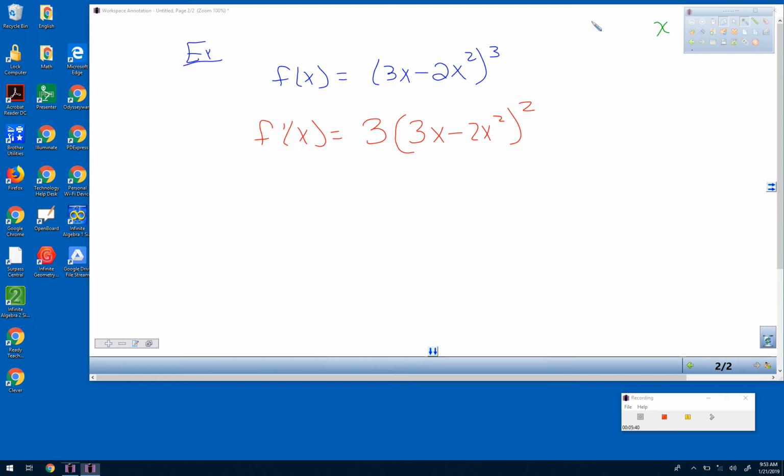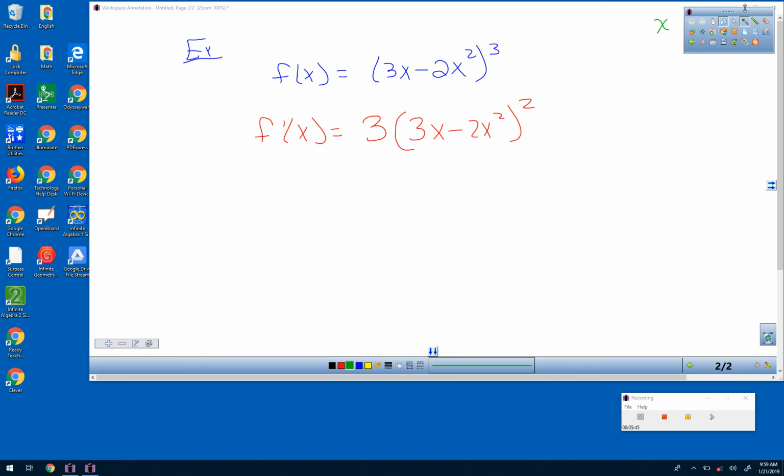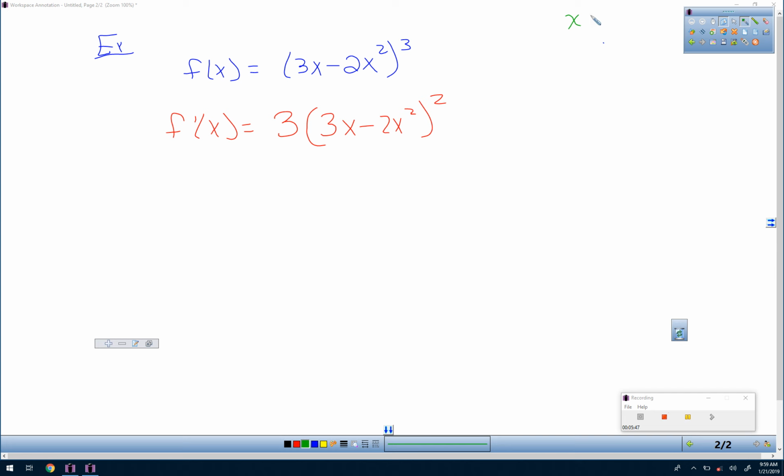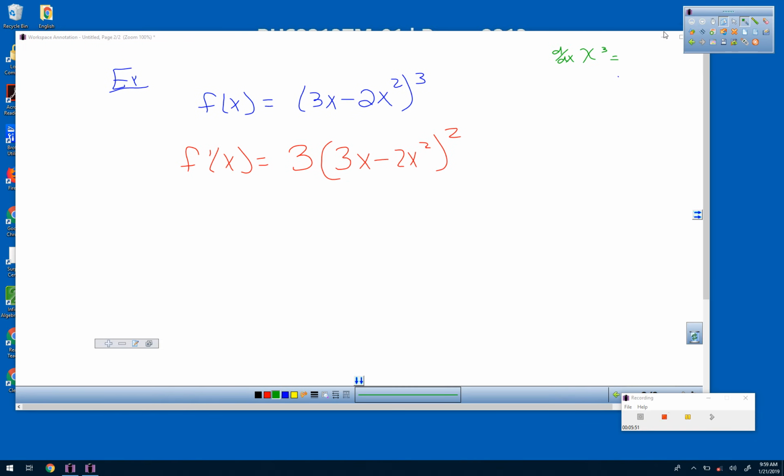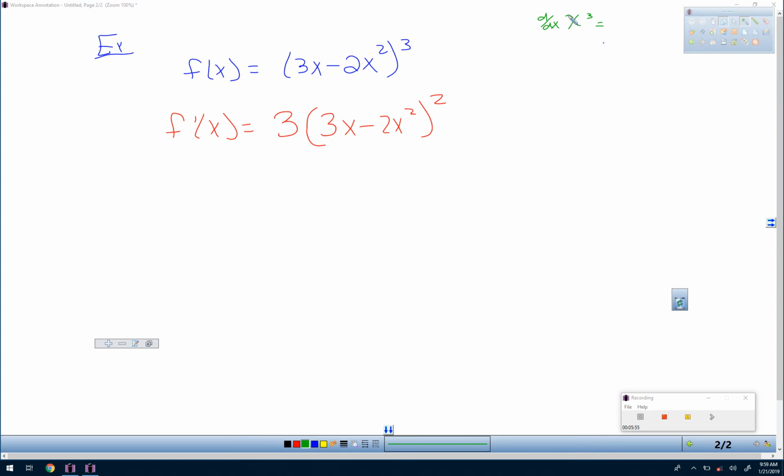If you had x cubed, the derivative of x cubed would be 3x squared. So that's where this is coming from, the 3 and then the quantity inside of there.